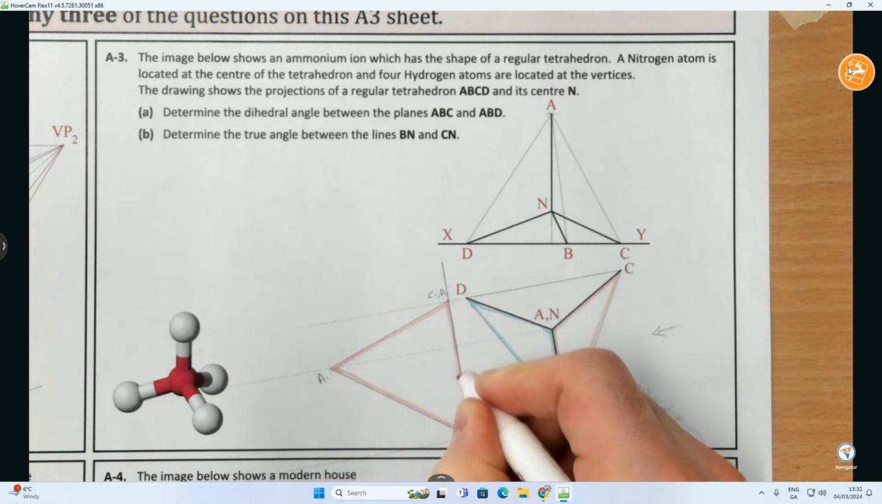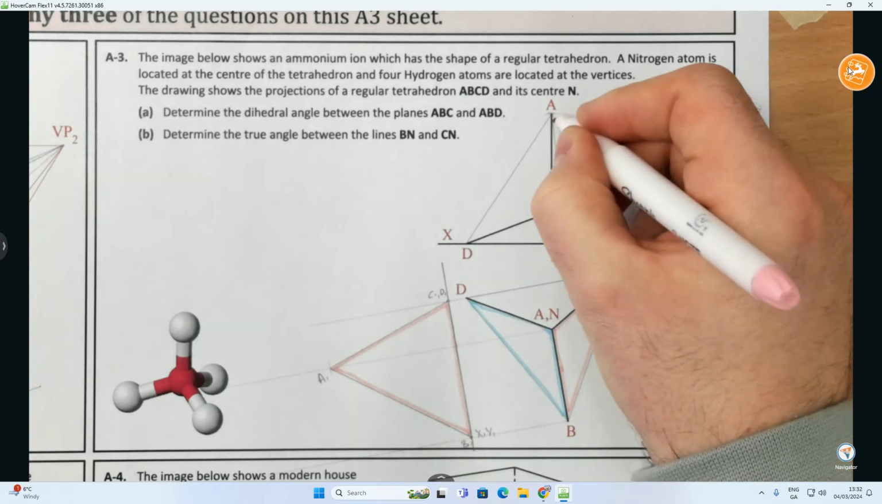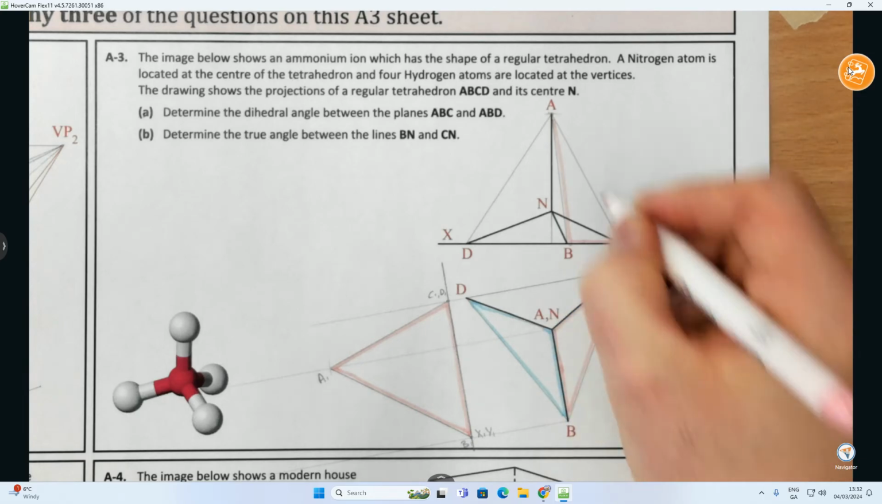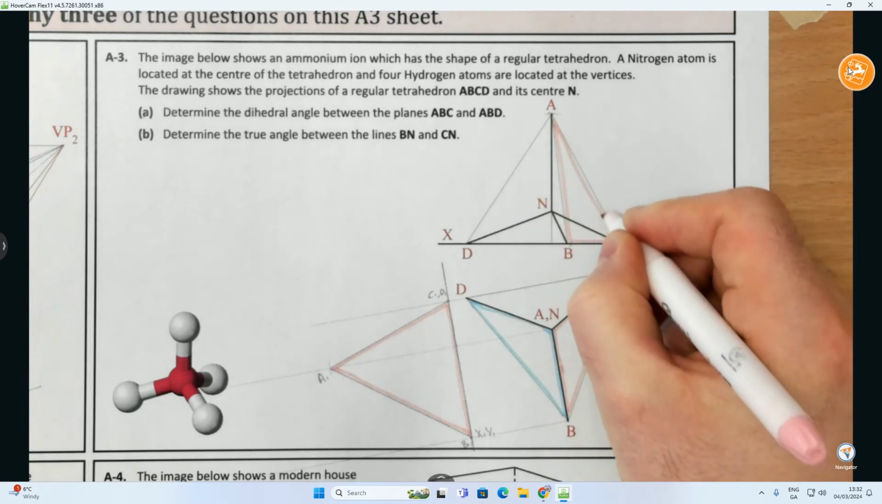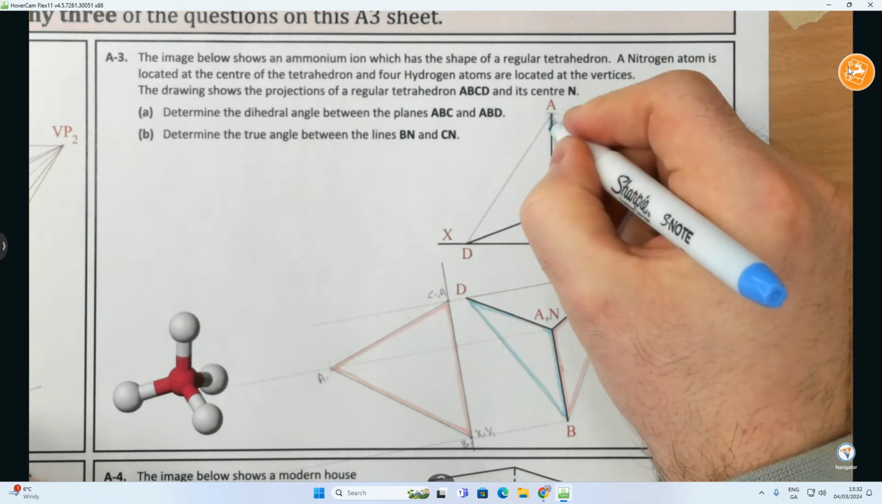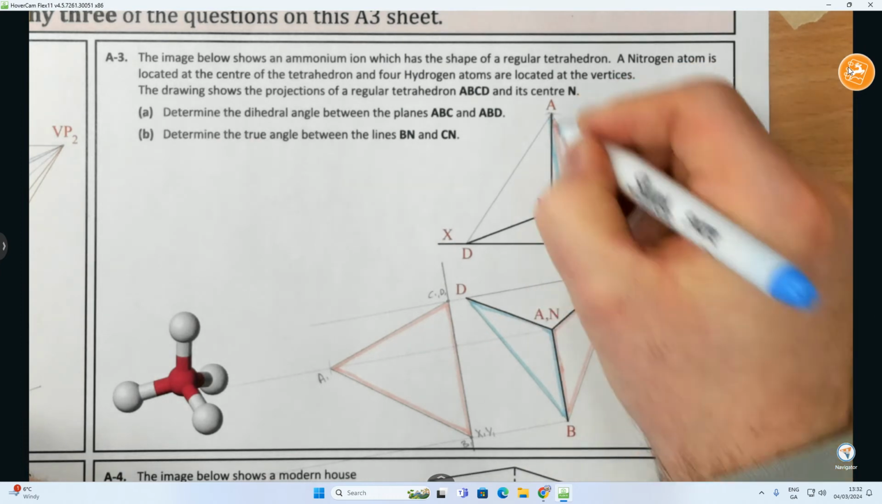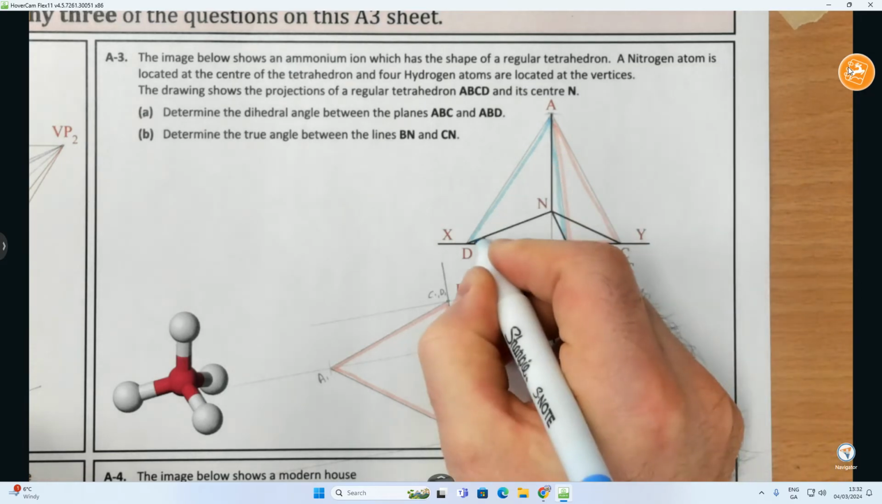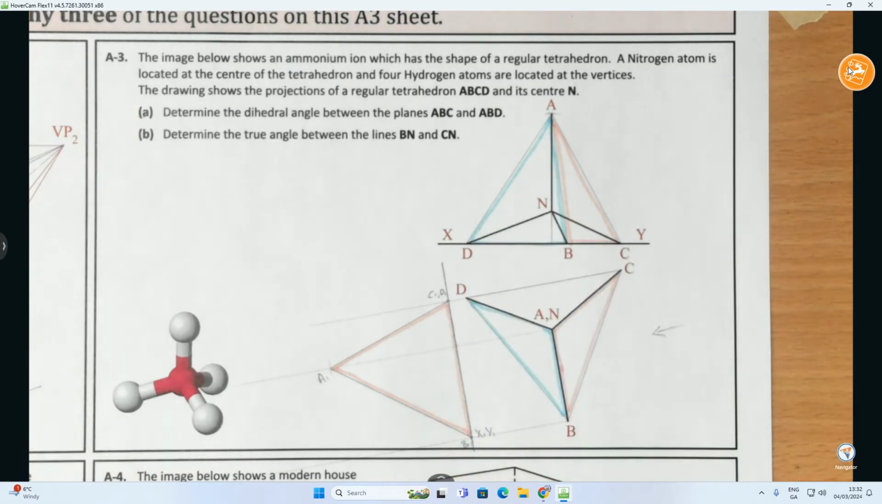So let's go over these now. So it's the same thing here. I had the plane ABC. So there's the one ABC in elevation. I also had the plane ABD, which is this one here. Okay. So there's the plane ABD.